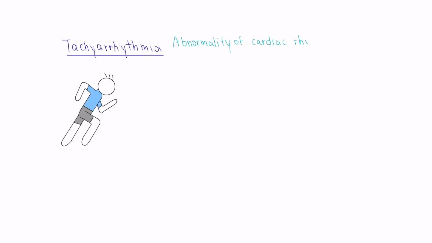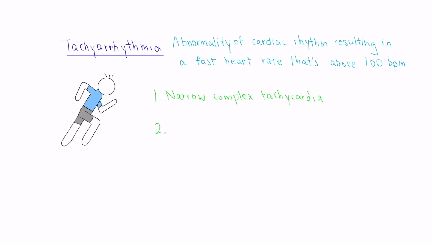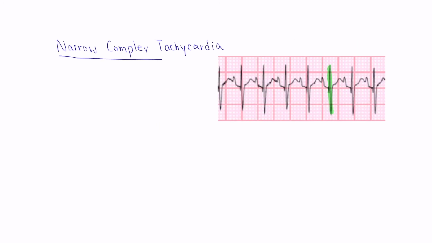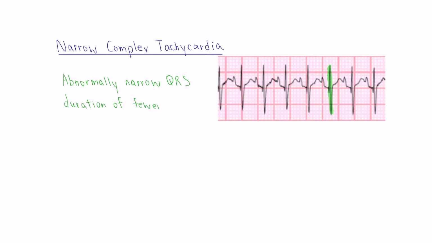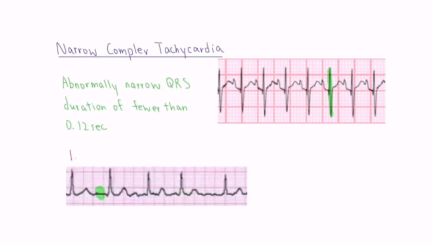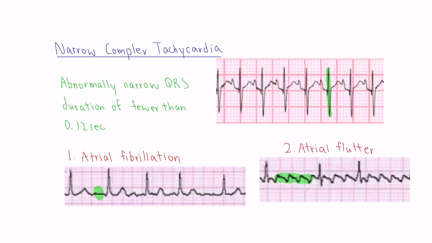A tachyarrhythmia is an abnormality of cardiac rhythm resulting in a faster heart rate that is above 100 beats per minute. There are two types of tachyarrhythmias that we will be focusing on today, which are narrow complex tachycardia and broad complex tachycardia. Narrow complex tachycardia, as the name suggests, has an abnormally narrow QRS duration of fewer than 0.12 seconds. You can see either atrial fibrillation or flutter on the ECG. How do you tell these apart? Well, there are no P waves for atrial fibrillation, and there are a bunch of P waves in atrial flutter.